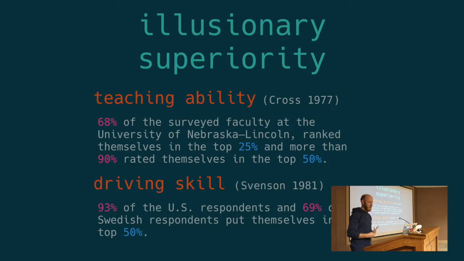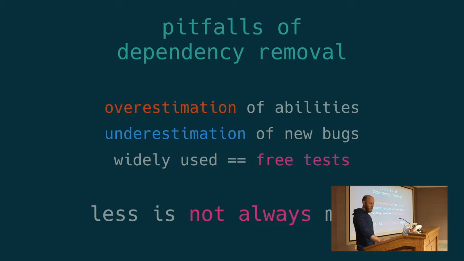And the same thing in driving skill. 93% of people in the US and 63% of people in Sweden for this given survey put themselves in the top 50% of driving ability. So again, clearly people are overrating their abilities compared to the whole population.